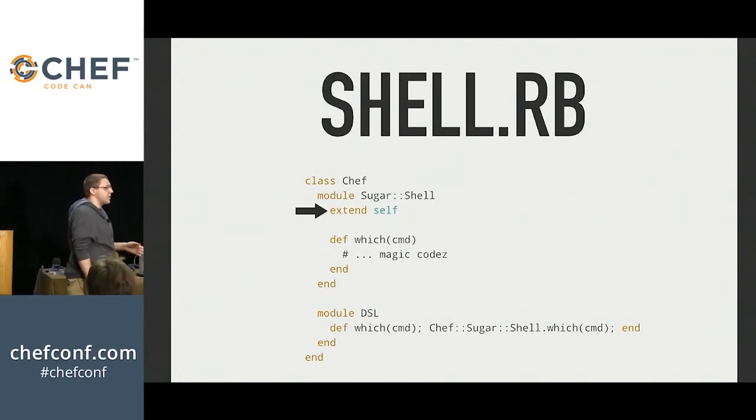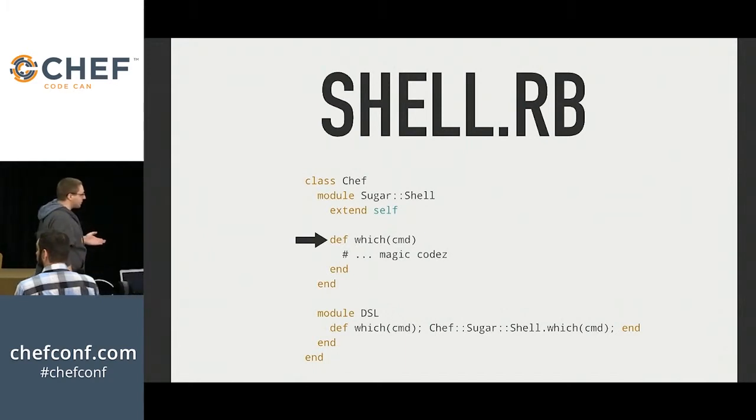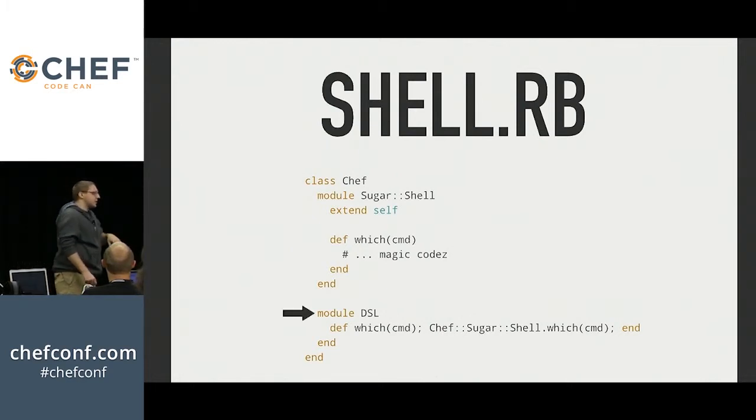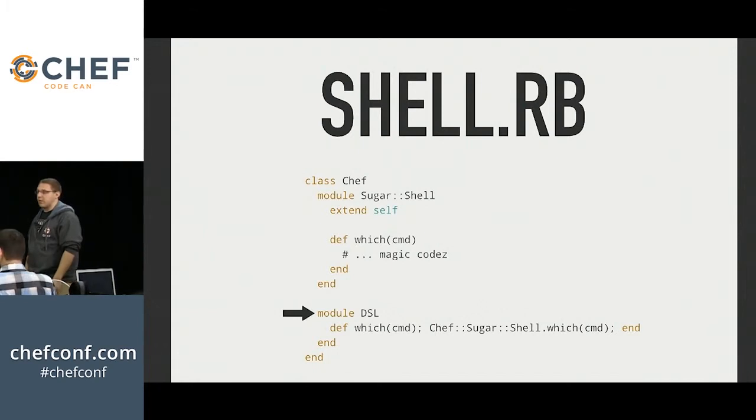Some people claim this is an anti-pattern. I think they're wrong. Then you define the methods that you want. So there's a whole bunch of methods in here like which, version 4, and installed_at_version. And then at the very bottom, there's a DSL. This is under Chef::Sugar::DSL. We define that method and it basically just calls the module method. So this is a proxy in a way to the parent method of the module. And we do this for every method that exists in all of the classes.